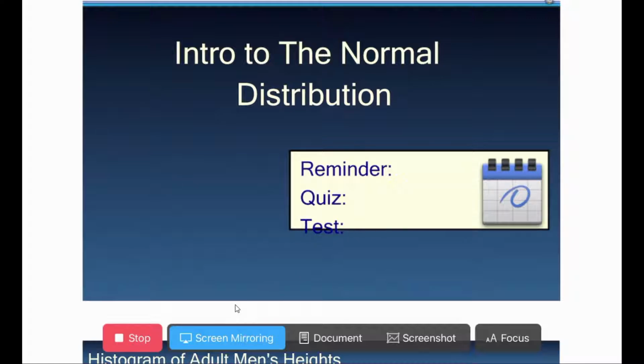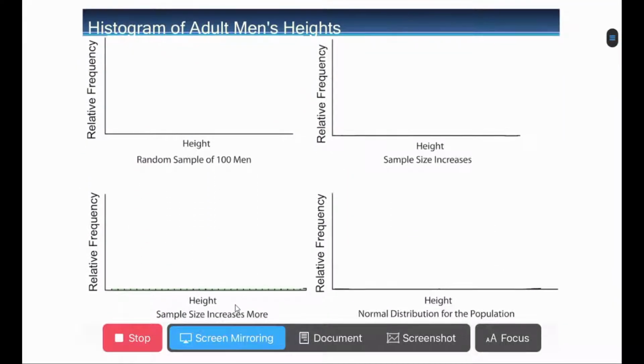What I'm actually going to do here is show these on the screen using Sheets. We're going to take a look at a histogram of adult men's heights and see what happens as our sample size increases. Then we'll sketch the curve roughly on our note here. First, we're going to look at relative frequency versus height for heights of different men, looking at a random sample of 100 men.